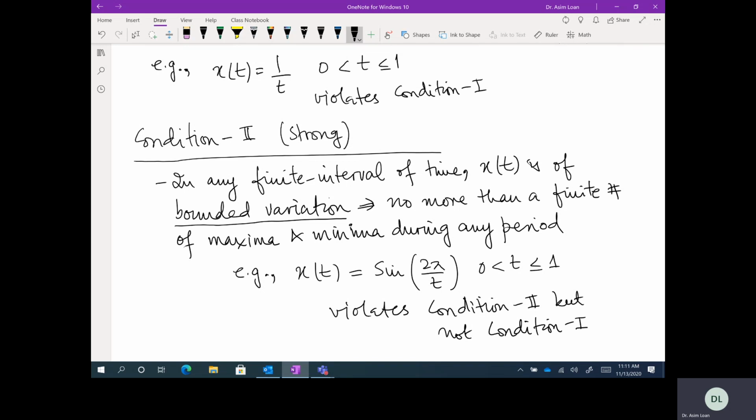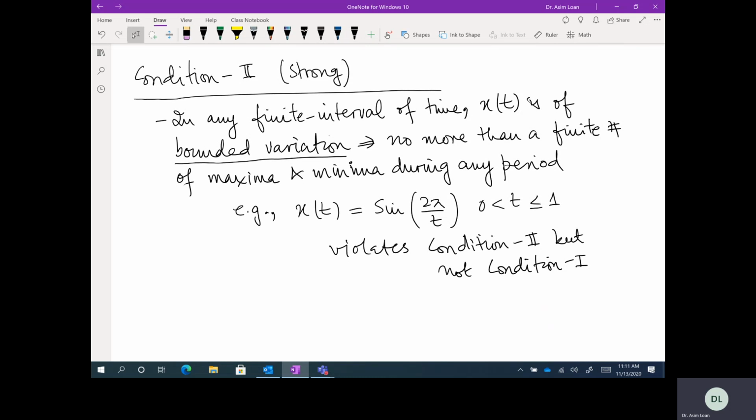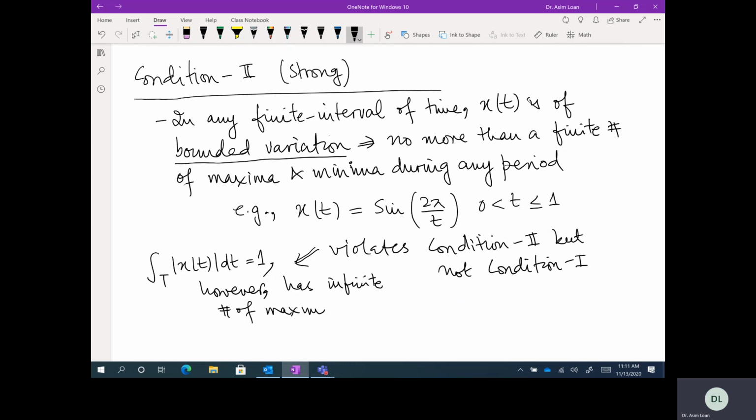So if you have a signal which has an infinite number of maxima and minima within one time period, the Dirichlet's conditions are not satisfied. The integral of x of t dt is finite, however it has an infinite number of maxima and minima in one time period.